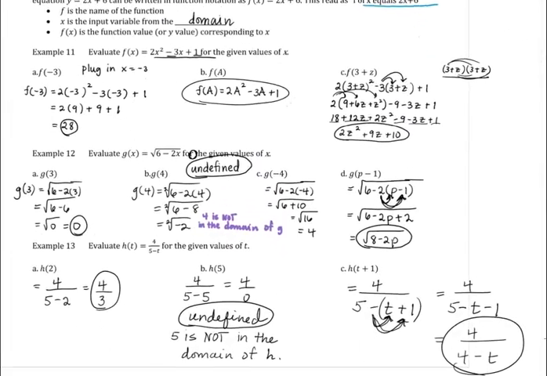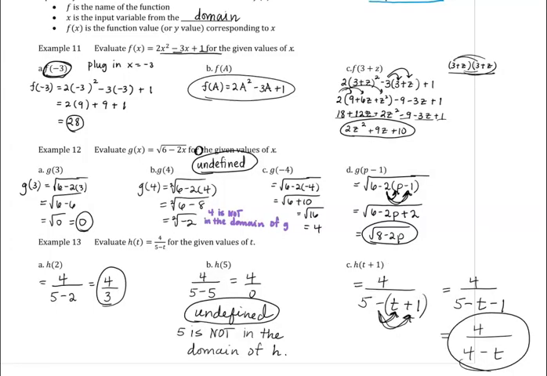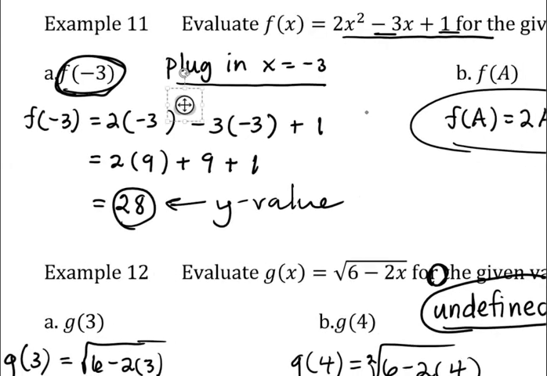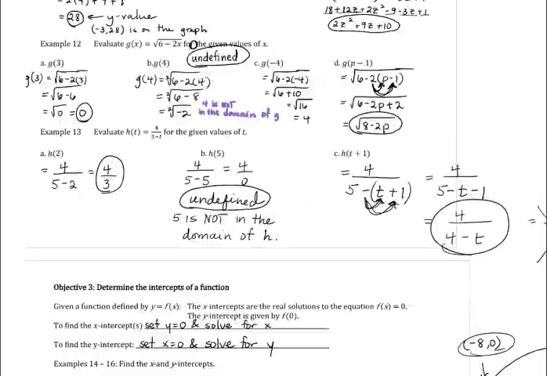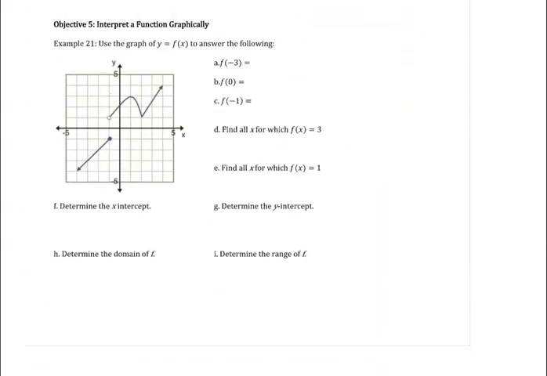Yes, we saw, for instance, right here, this notation, f of negative 3. It means plug in negative 3 for x, and our answer is whatever the y value is. So just coming back to this example, we got that f of negative 3 was equal to 28. That means that the point negative 3, 28 is on the graph. When we plug in negative 3 for an x value, we got out 28 for a y value. Let's go apply that here.